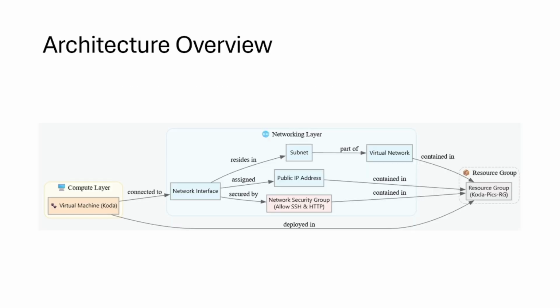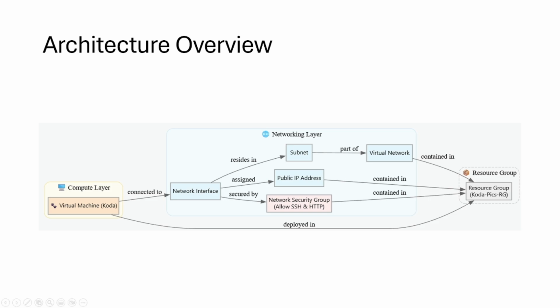So here is just a picture of the architecture overview that we're going to create utilizing Terraform. You can see, starting from the left-hand side, we have the compute layer, the virtual machine, which is going to be connected to the network interface. If you follow the bottom arrow, it's deployed in the resource group. The network interface resides in the subnet, it's part of the virtual network, and it's assigned the public IP. It's secured by the security groups we allow, SSH and HTTP, and they're all contained in the resource group.